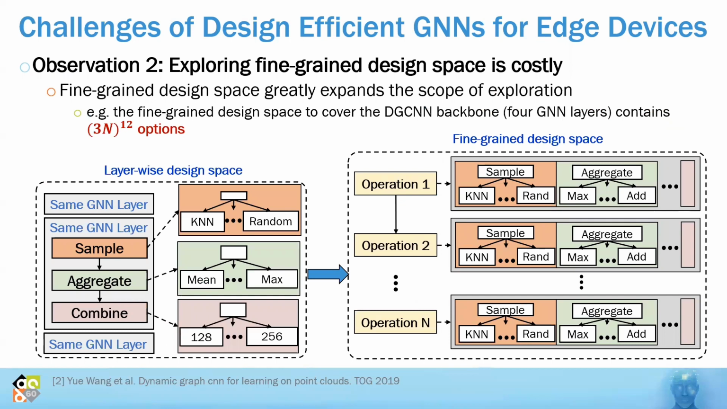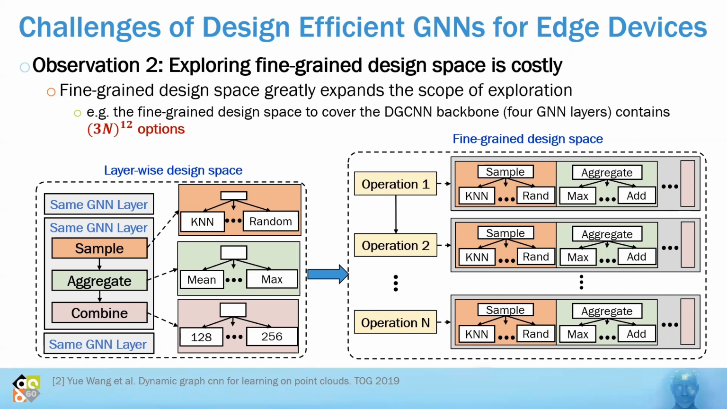Observation 2. Exploring fine-grained design space is costly. Compared with the traditional layer-wise design space, the fine-grained design space no longer stacks GNN layers, but improves the potential of GNN model design by independently selecting specific operations for each position in the model. However, the fine-grained design space will greatly increase the scope of model design exploration. For example, the fine-grained design space covering the DGCNN backbone contains 12 to the power of 3n operations, in which n is the number of positions.